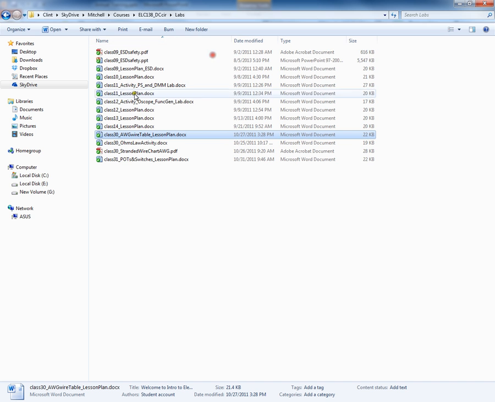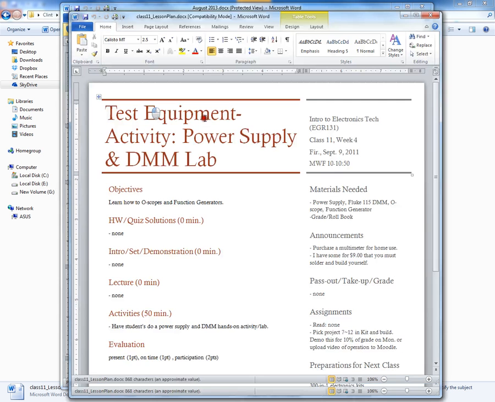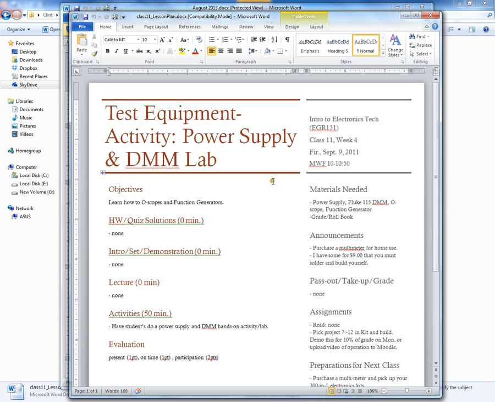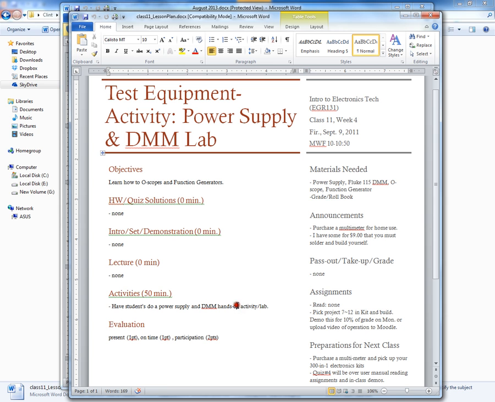Sometimes they're PowerPoints, sometimes they're PDFs. A lesson plan many times will tell you everything you want to do, the name of the lab, the objective, how much time you're spending in the lab doing quizzes, introducing the concept, lecturing. Usually for a lab we want to do mostly an activity. Have students do a power supply and DMM hands-on activity. And then you would have an associated, usually Word document along with this.